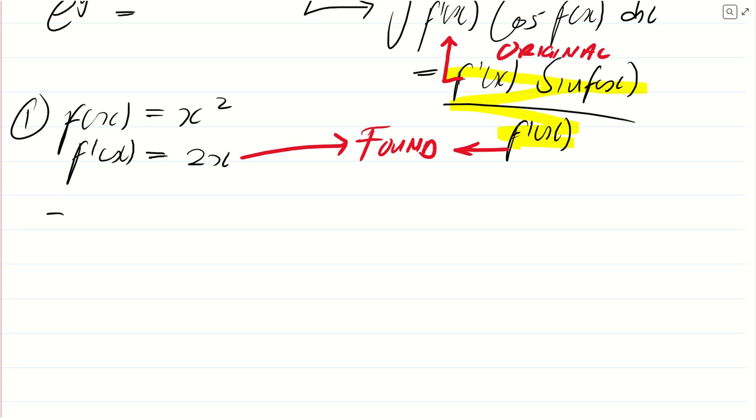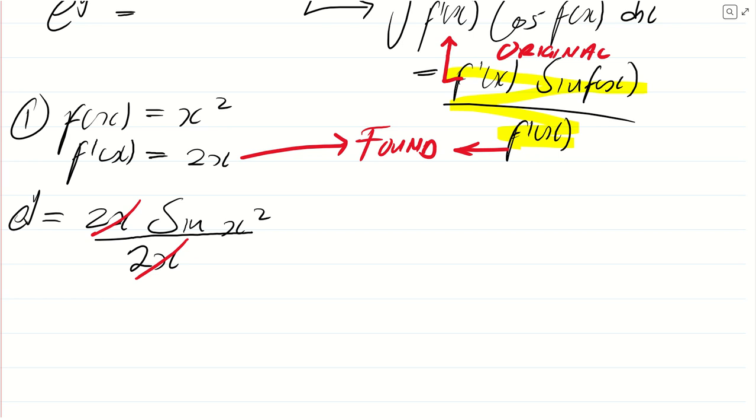So our e to the power y will be equal to f prime original, which is 2x, that came with the equation, and then sine f of x, which is x squared, all divided by the found f prime, which is also 2x. These two will cancel, and then you'll be left with sine x squared. So therefore our final answer is e to the power y equals sine x squared. And that's how you solve this equation.